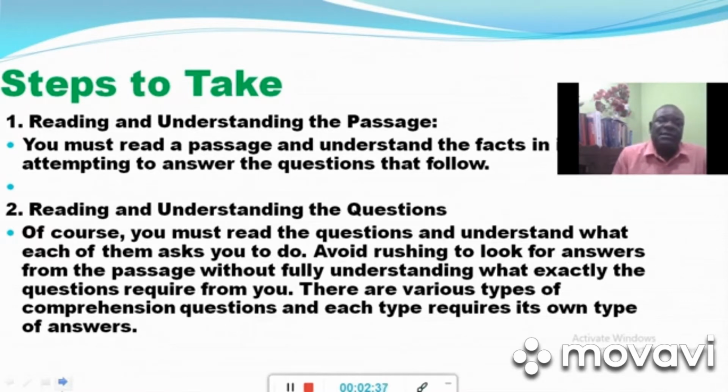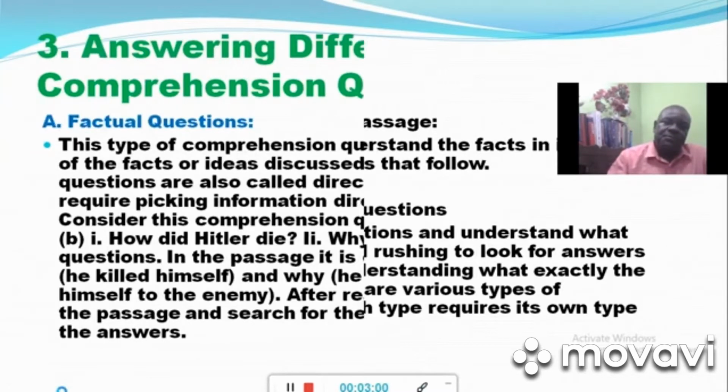And when you have done this, you read the questions as well and make sure you understand what you are asked to do. One thing is critical. You need to understand the various types of comprehension questions and how to approach each of them. Now let's look at them.